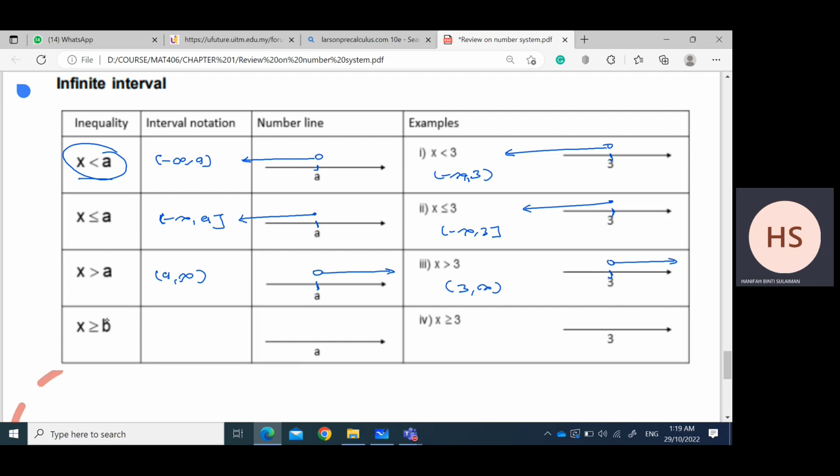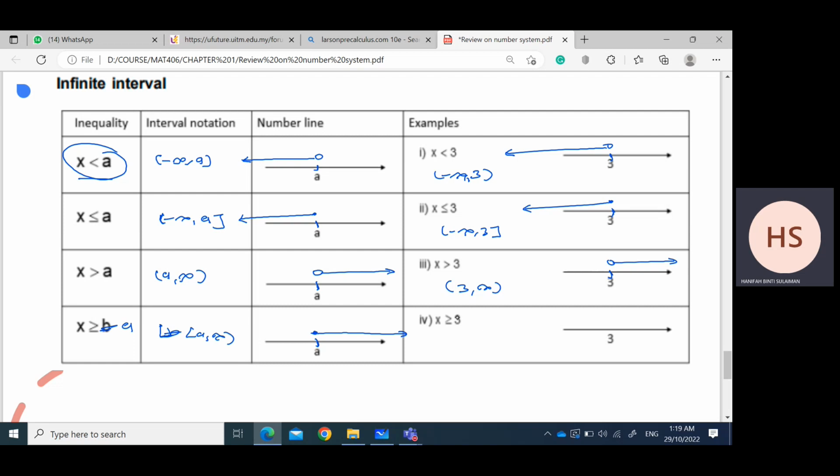Alright, the last one: x is greater than or equal to A. The minimum number for x here is A, but A is included in the values of x, and it goes to positive infinity. So the number line, we can form like this, where x touches A and goes to the right, iaitu nombor yang lebih besar daripada A.